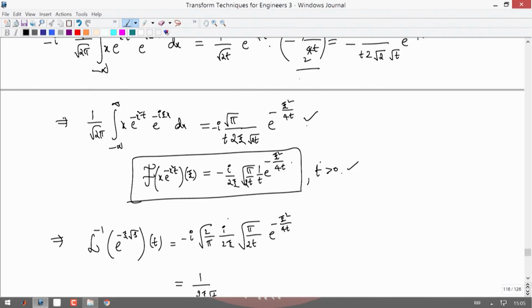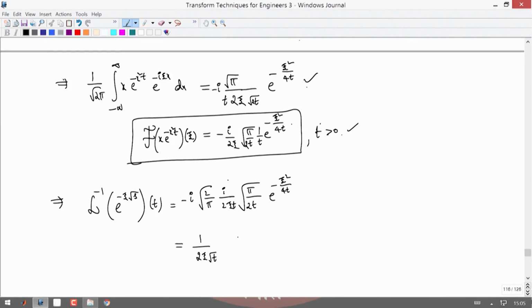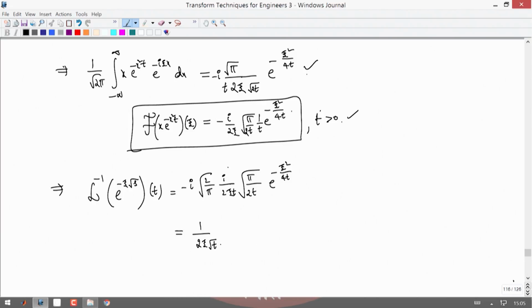If you use it here, 2 xi t, you have this times t. So, you have root t, and the t is here and xi is here and 2, and root 2 by this one and this one will go, and I times minus I is 1. So, you have this into e power minus xi square by 4t. This is for t positive.